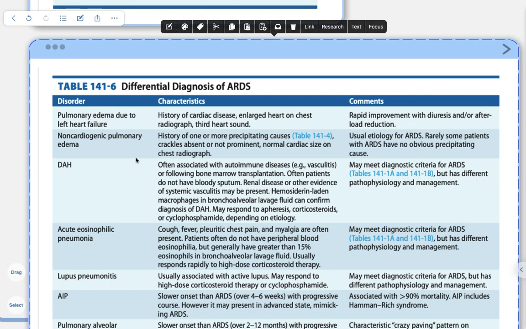Then, if there is a history of one or more precipitating causes, which have been discussed in the previous part, crackles are absent or not prominent, the cardiac size is normal on chest radiograph, then you're probably dealing with non-cardiogenic pulmonary edema. This is a usual etiology for ARDS. Rarely, some patients with ARDS have no obvious precipitating cause as well.